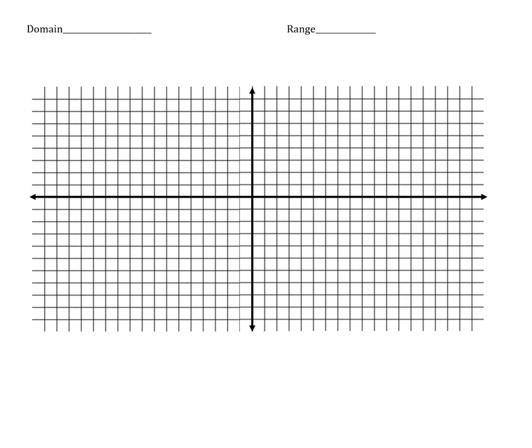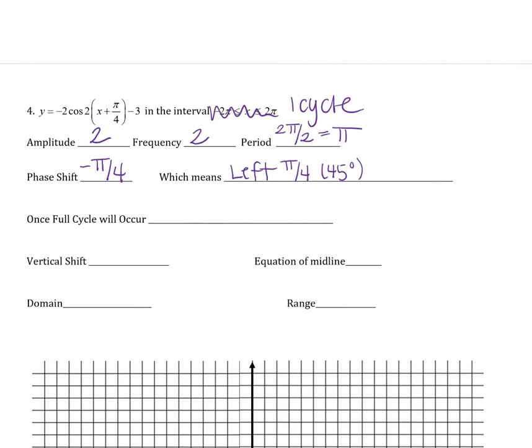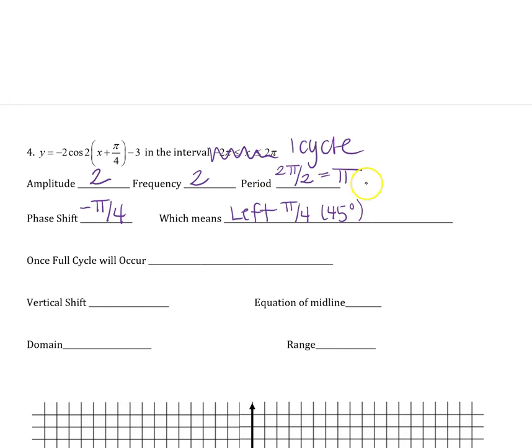Instead, what I'm going to do is make every 2 boxes pi over 4 units. So that's 45 degrees. Then if I keep going, this is 2 pi over 4, or pi over 2. This is 3 pi over 4. And lastly, this is 4 pi over 4, or pi units. So when I'm graphing the period of this graph, here's the pi units that I'm looking at.